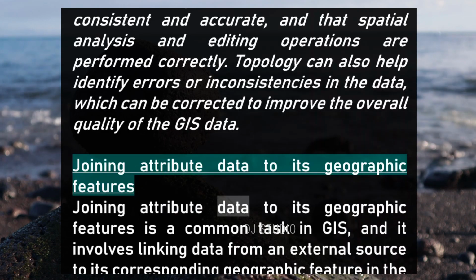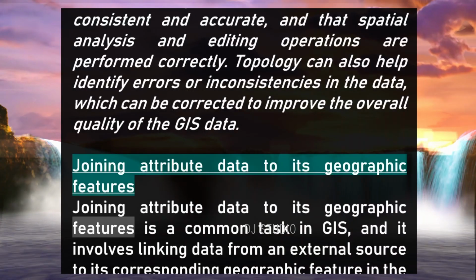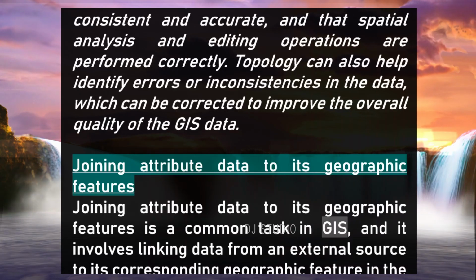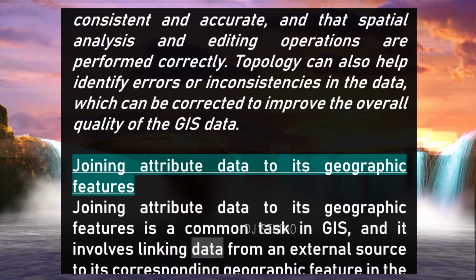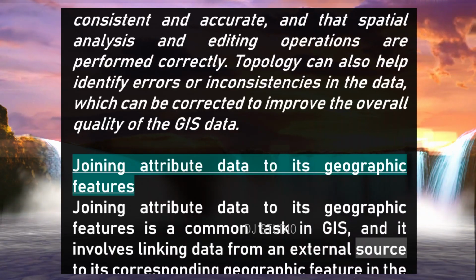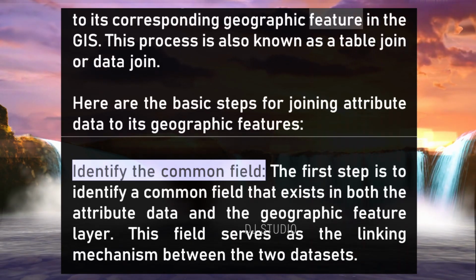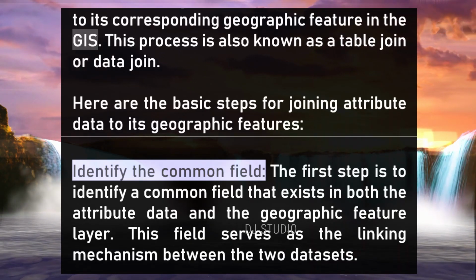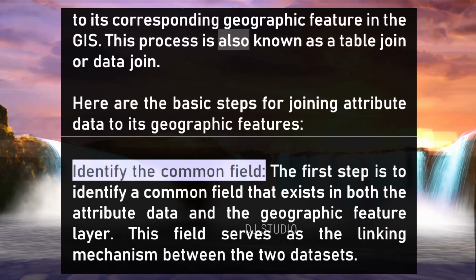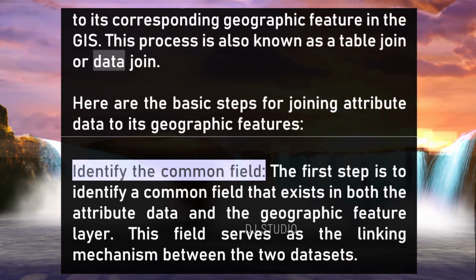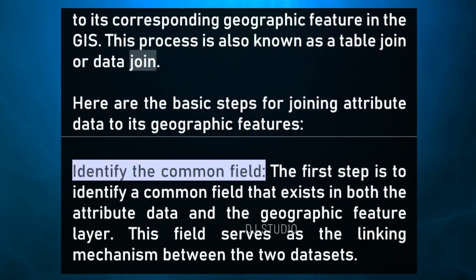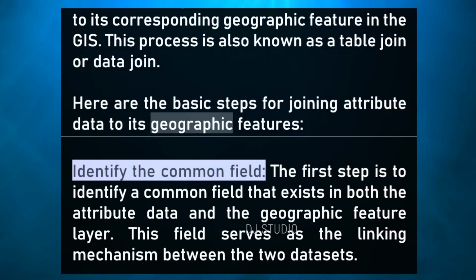Joining attribute data to its geographic features is a common task in GIS, and it involves linking data from an external source to its corresponding geographic feature in the GIS. This process is also known as a table join or data join. Here are the basic steps for joining attribute data to its geographic features.